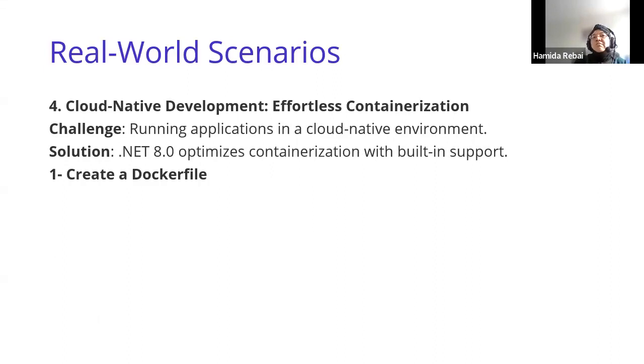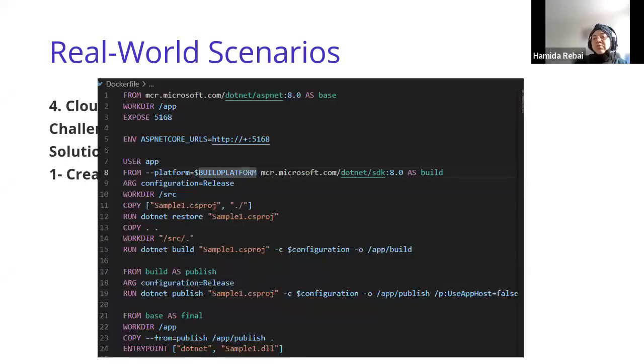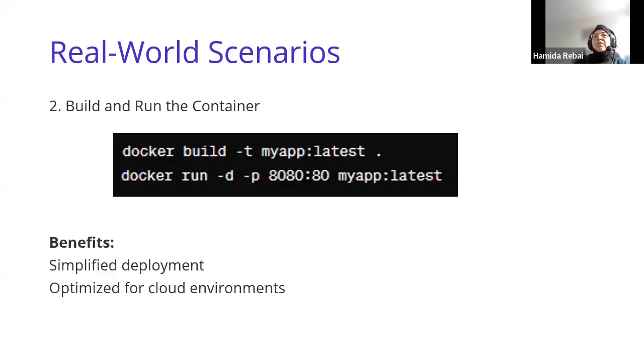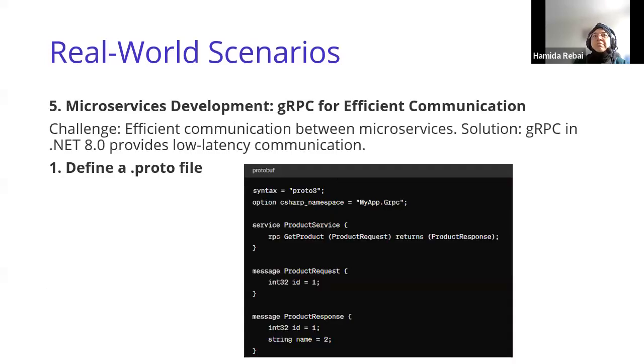Another one we already talked about is using containerization in our development, specifically in microservices architecture, for example. This is an example of a Dockerfile, and here we build and run containers. We need simplified deployments, optimized for cloud environments.